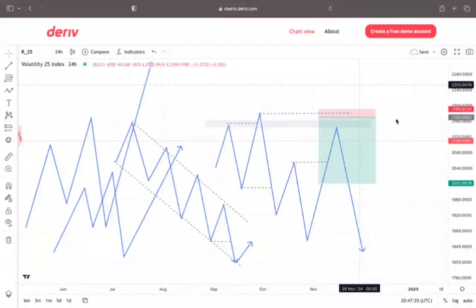Record the use of algo structure. Rule number 1, there must be a sweep of liquidity. Rule number 2, there must be a break of structure after the sweep. Rule number 3, price must retrace back and create an inducement. Rule number 4, price must retrace back to take out the inducements.